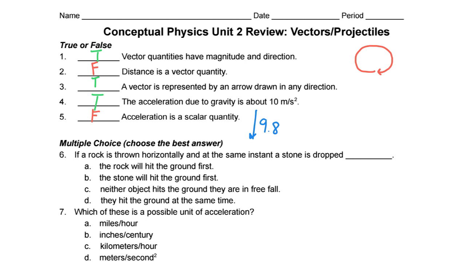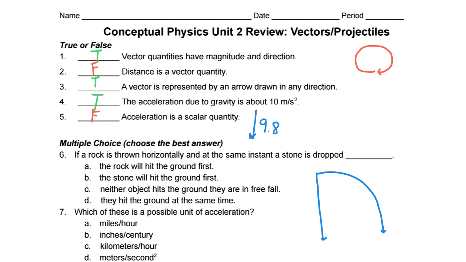All right, moving on to some multiple choice. If a rock is thrown horizontally and at the same time a stone is dropped, so we've got a rock that's launched horizontally that's going to fall like this, and then a rock that falls like this. Well, horizontal and vertical motion is independent, so that horizontal motion doesn't matter at all. So let's look at our options.